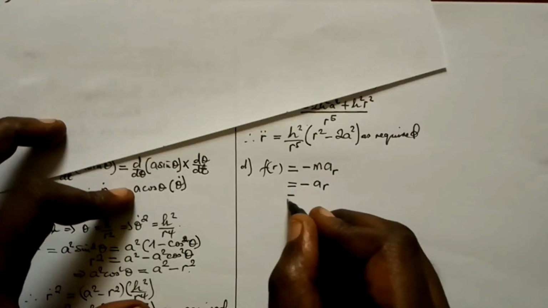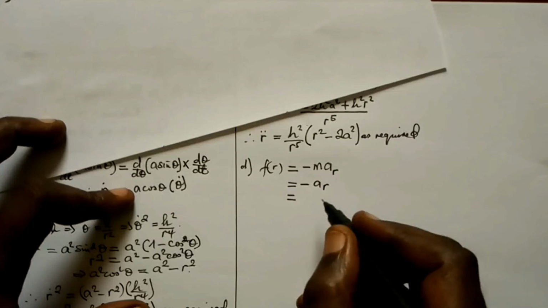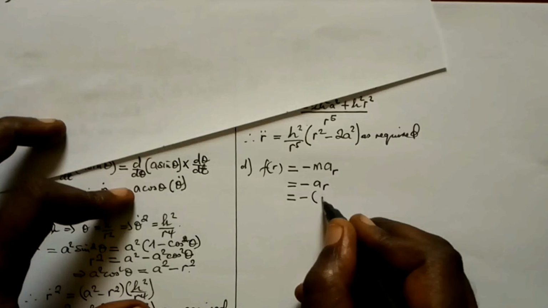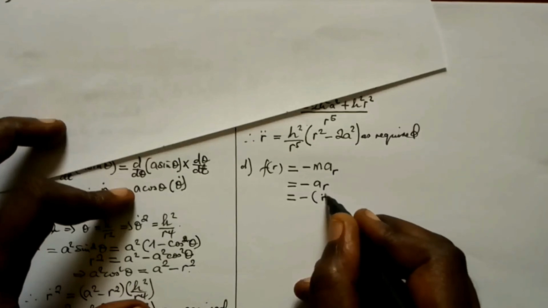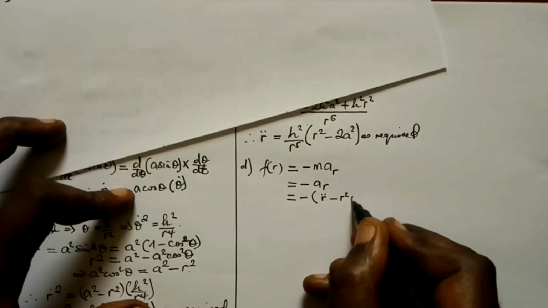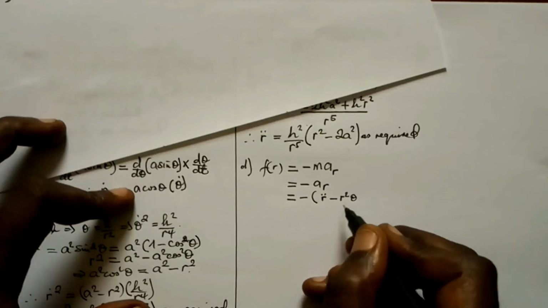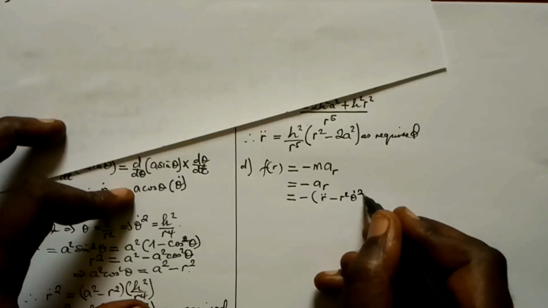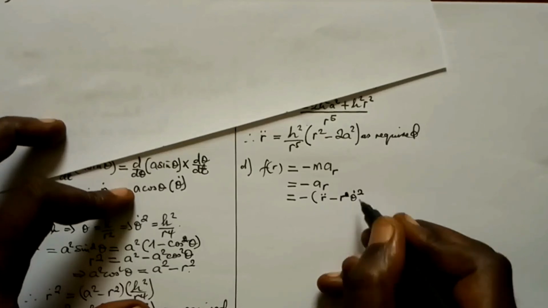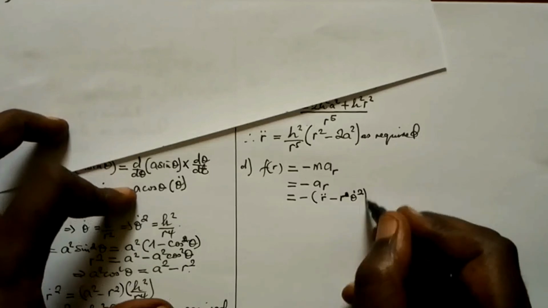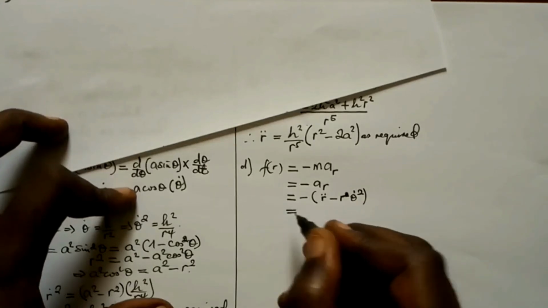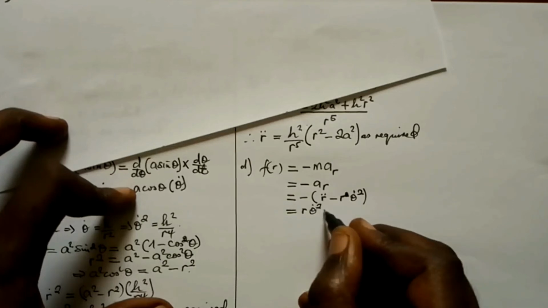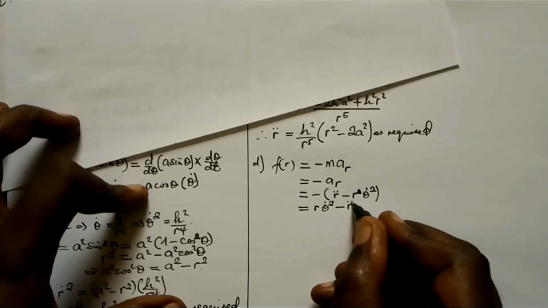And from the formula booklet, the radial component of the acceleration is given by r double dot minus r theta dot squared. That is the formula. When you expand the negative sign, you get r theta dot squared minus r double dot.